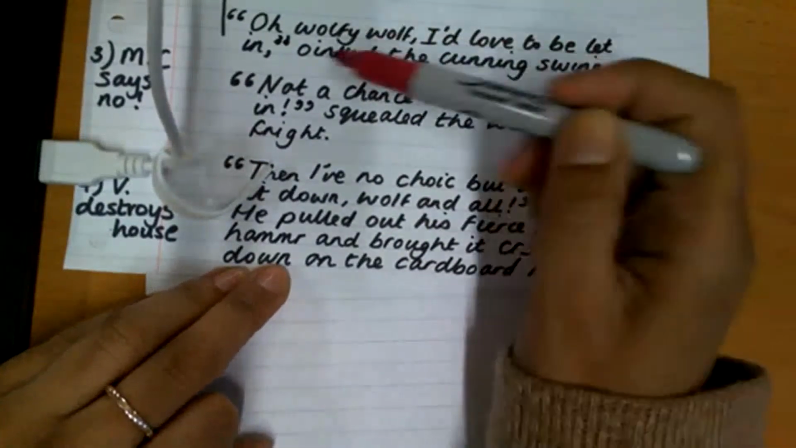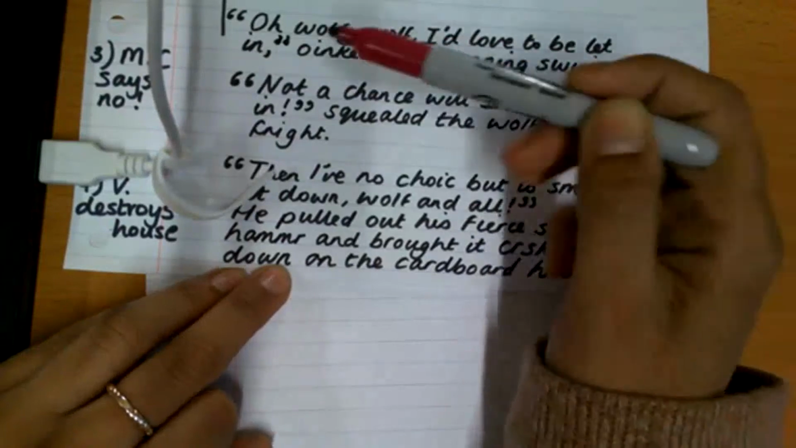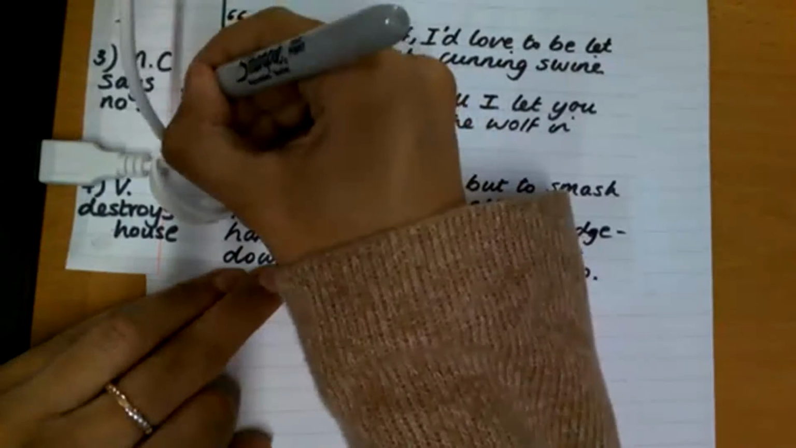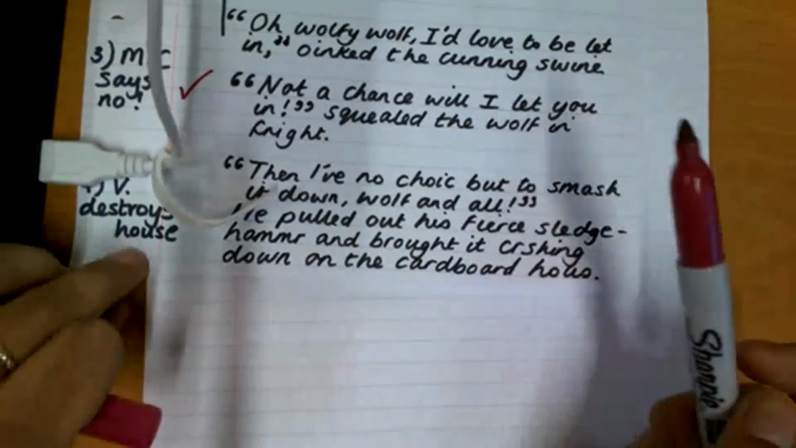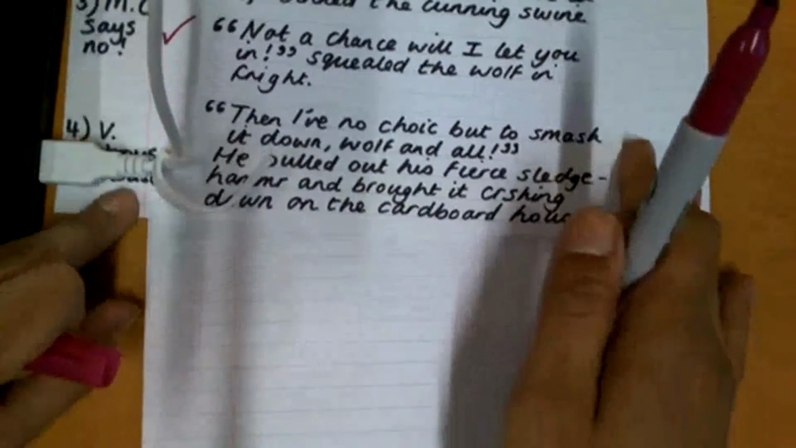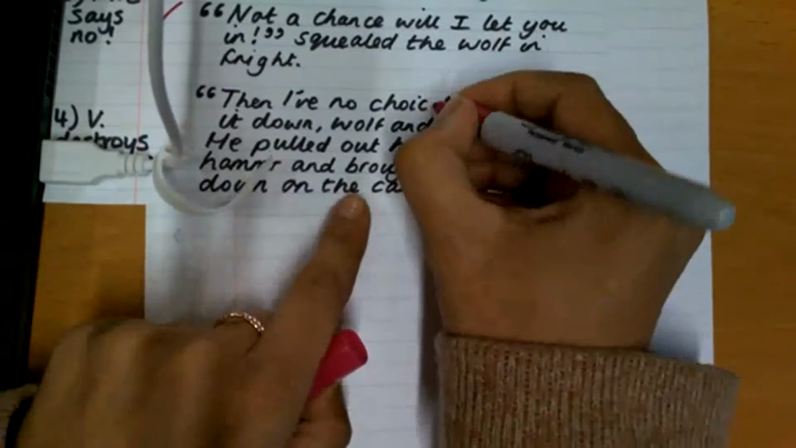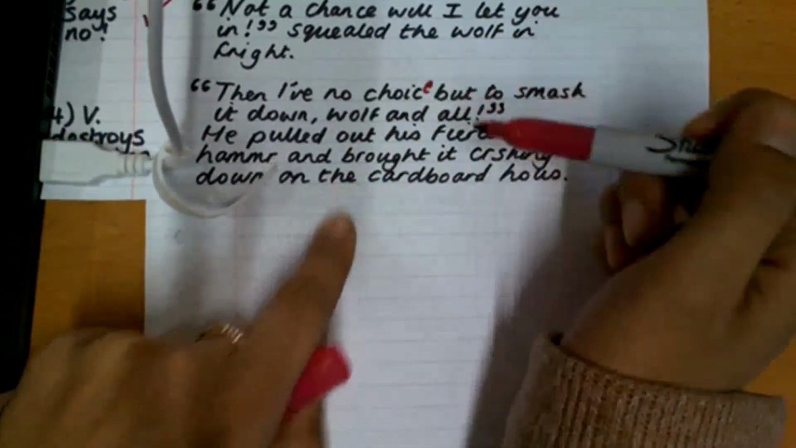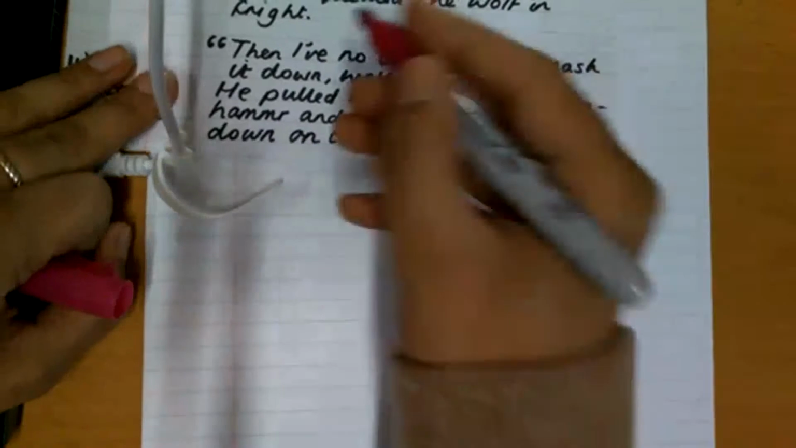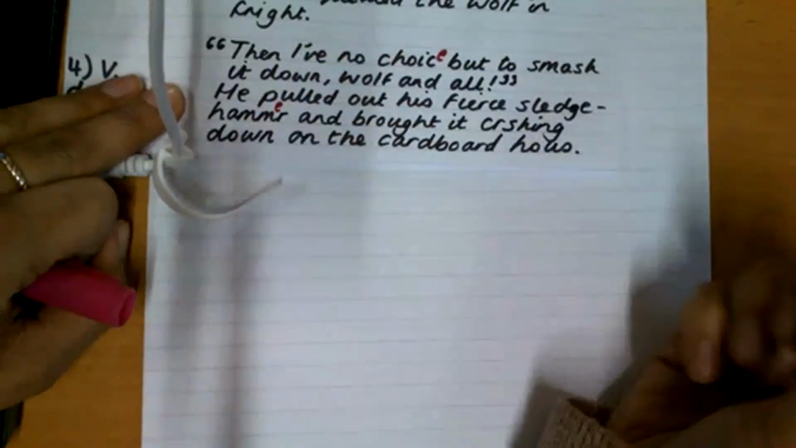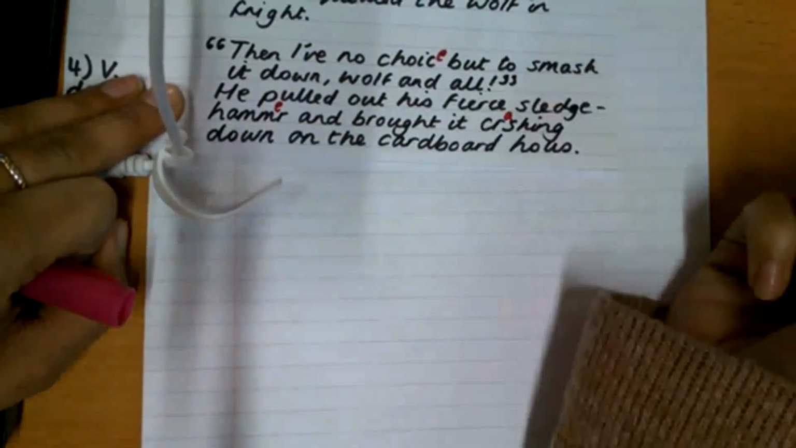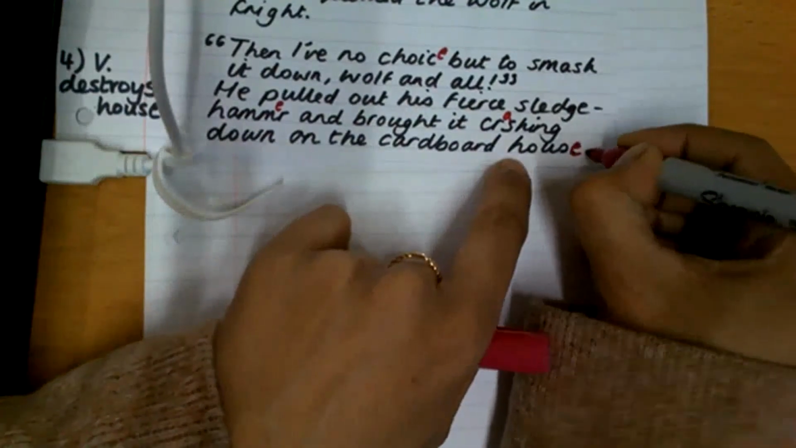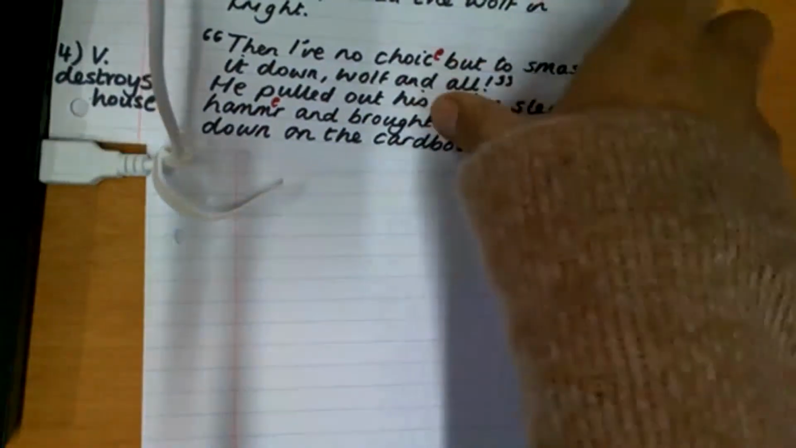Oh, Wolfie Wolf, I'd love to be let in, oinked the cunning swine. Not a chance will I let you in, squealed the wolf in fright. Good, so the main character says no, he's refused. Then this is where the villain destroys the house. Then I've no choice, or E at the end, but to smash it down, wolf and all. He pulled out his fierce sledgehammer, that letter, and brought, missing an A then, crashing down on the cardboard house. So E and then a full stop.